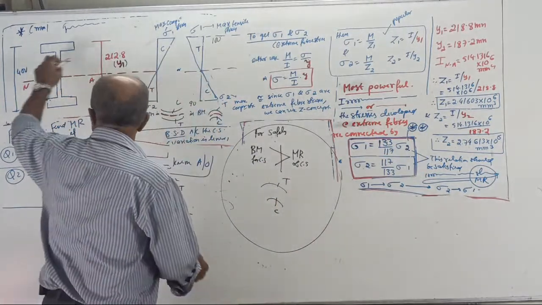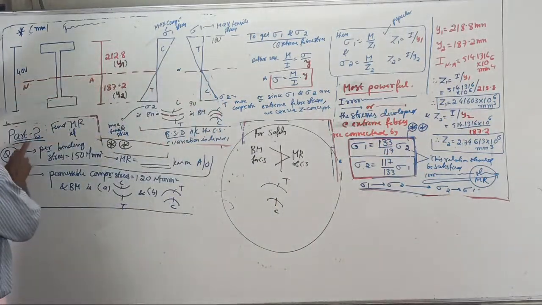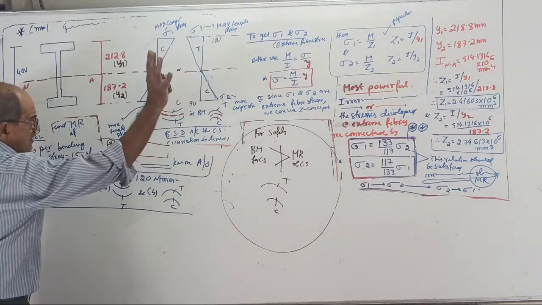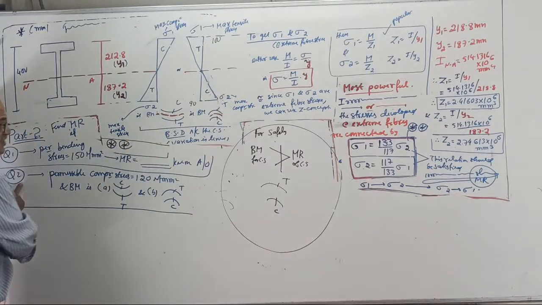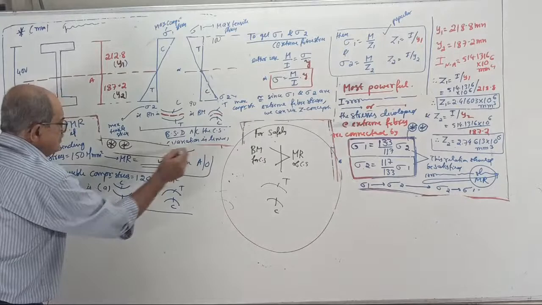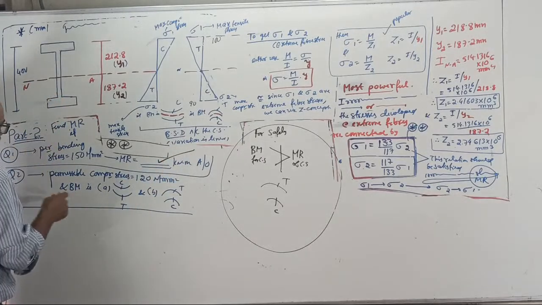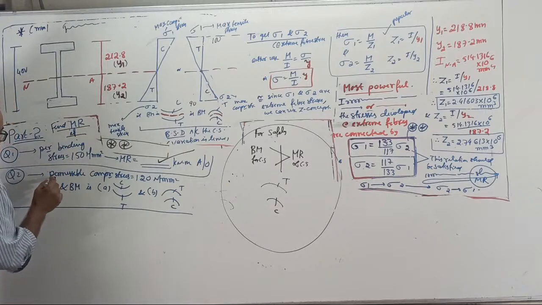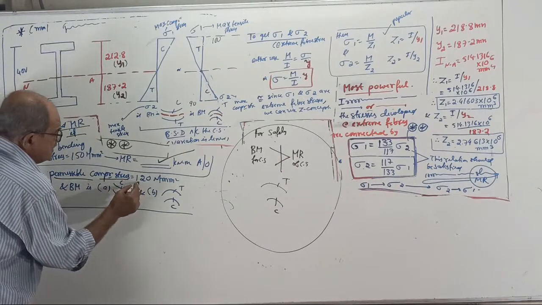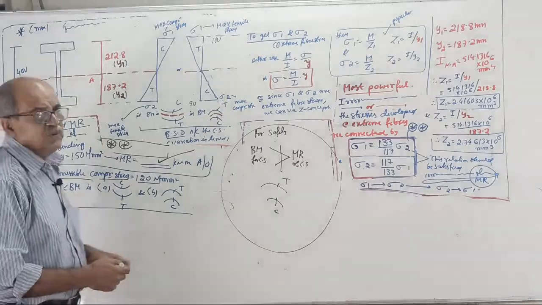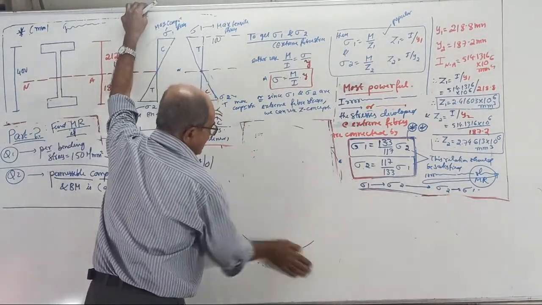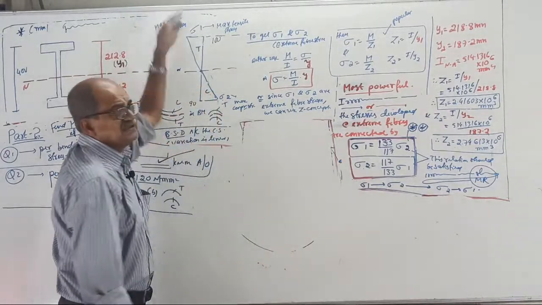Okay, start. Now, part 2, question 1. Permissible bending stress is 150. MR is already over. Okay, next. Question 2. See, this is already over last time. Now, question 2 for part 2. What is the question? Find MR if permissible compressive stress is 120 Newton per mm square. That is the question.